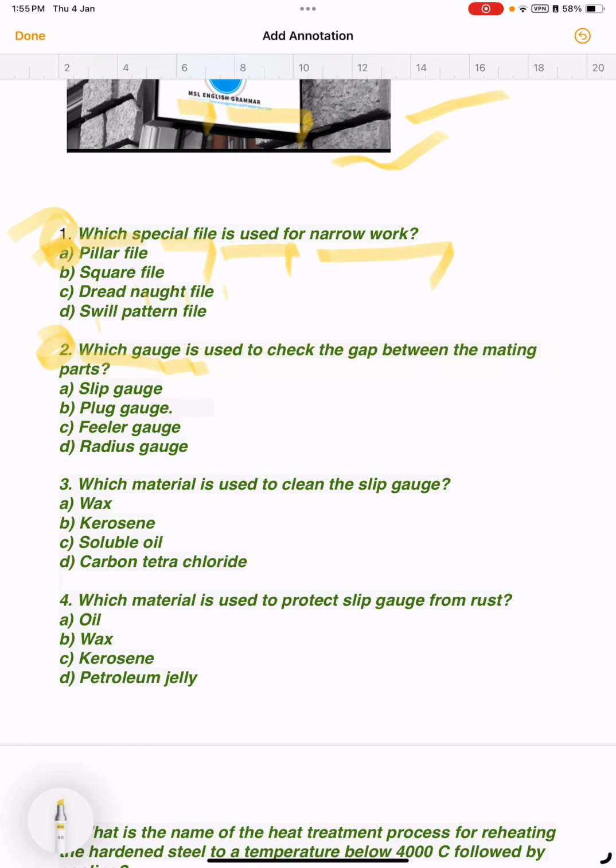Next, question number 2. Which gauge is used to check the gap between the meeting parts? A simple question. For the gap between two meeting parts, we use the feeler gauge.